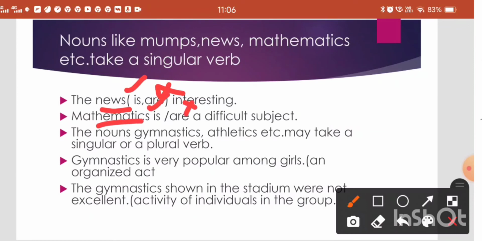But the nouns gymnastics and athletics may take a singular or plural verb. For example, "gymnastics" looks plural but is singular in meaning, so a singular verb. And "the gymnastics shown in the stadium": that is the activity of individuals in the group, so we'll be taking "were" as a plural verb.